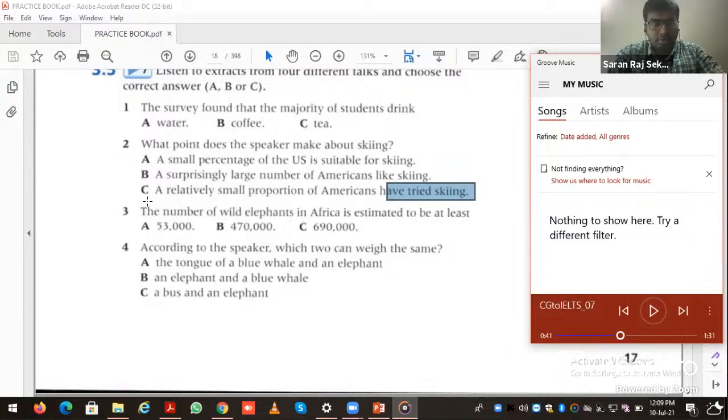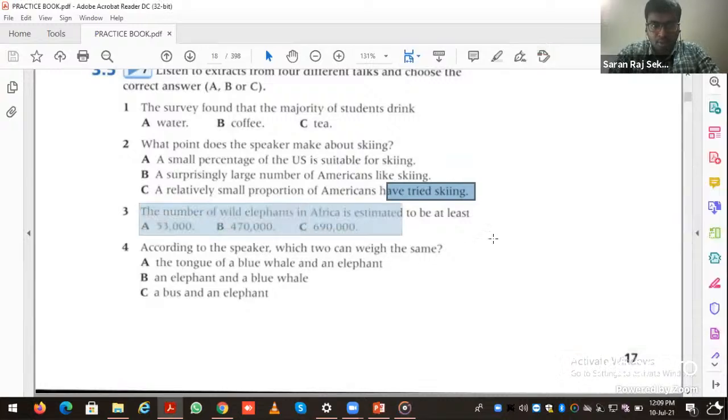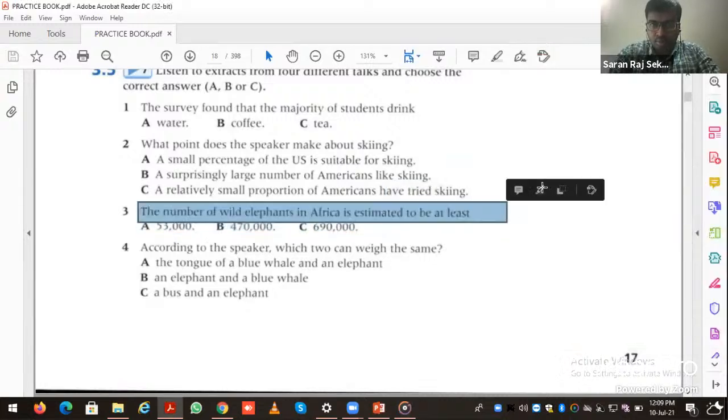The number of wild elephants in Africa is estimated to be at least.